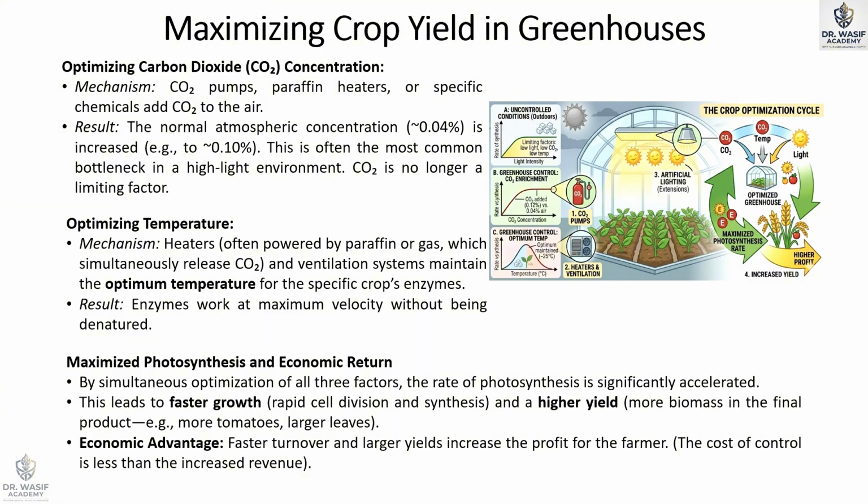For the plant, this means rapid cell division and more biomass, like bigger, juicier tomatoes and faster growth. For the farmer, this is a massive economic advantage. Even though running heaters and pumps cost money, the faster turnover and larger yield mean the profit far outweighs the expenses. It is science and business working hand in hand.